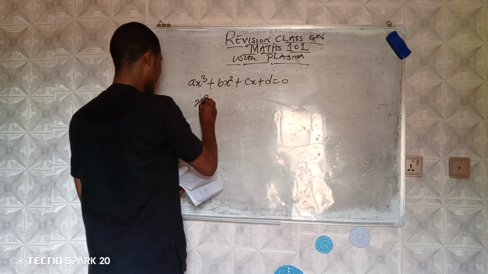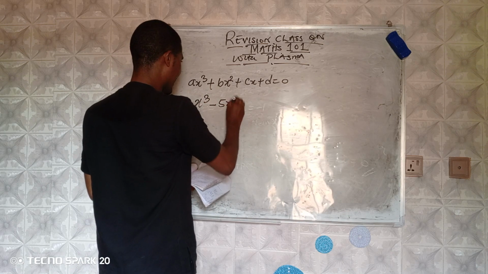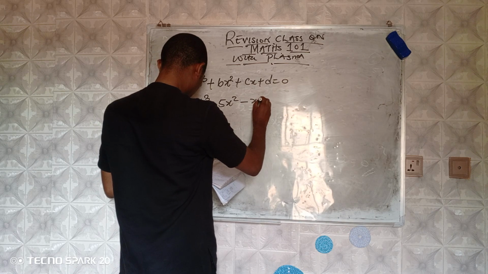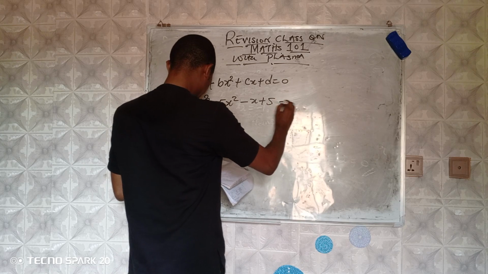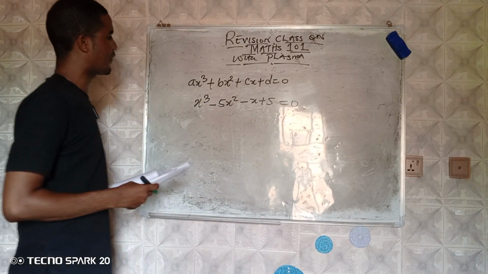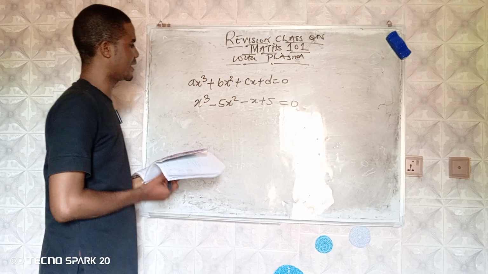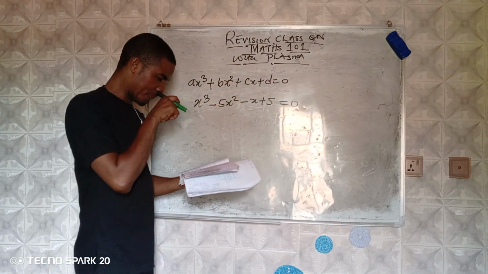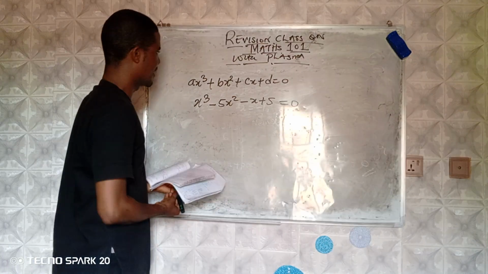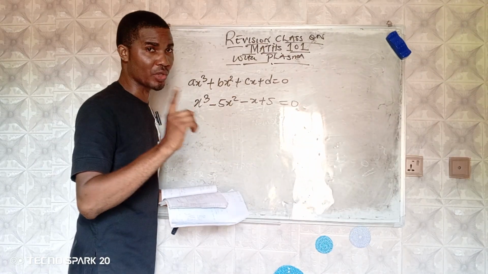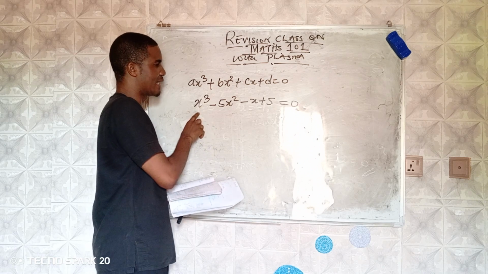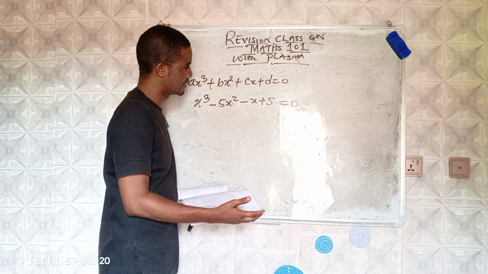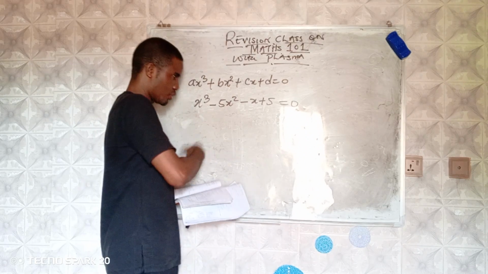Look at this equation. x cubed minus 5x squared minus x plus 5 is equal to 0. They asked me to factorize this. If I'm to factorize this, first of all, I will obtain the value of x by trial and error. When you want to do your trial and error, you start from -1, you try -1, you try 1, you try -2, you try 2.